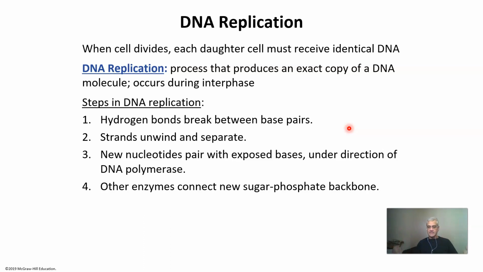The strands unwind, and they separate from each other. And now they have exposed bases. We pair those up with their complementary bases. That is under the direction of this molecule. You need to know this. The molecule that duplicates DNA, that replicates DNA, is called DNA polymerase. You are making a polymer of DNA. And then other enzymes help to connect the new sugar phosphate backbone. There are a whole bunch of other enzymes involved in this. But the one you really need to know is DNA polymerase.